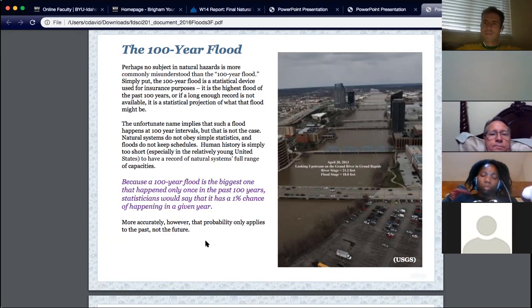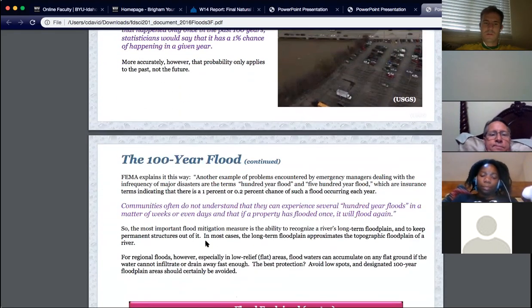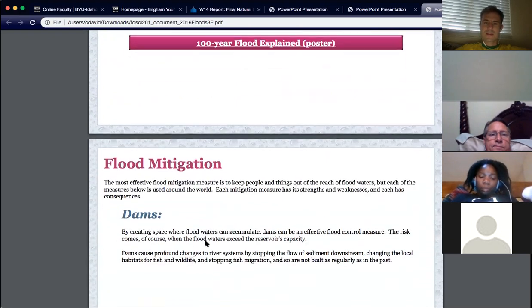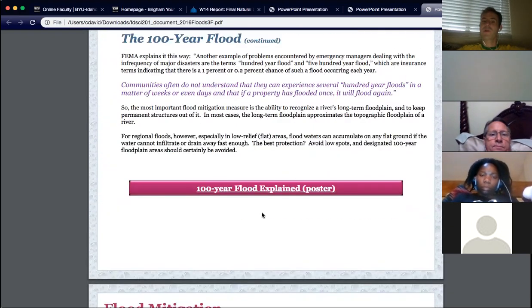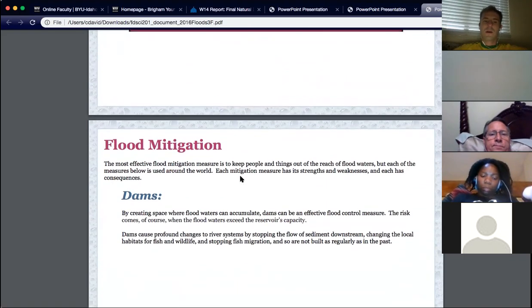Okay. And if you want, you can look at this poster here. It explains it. Sometimes it's better to see when you can read it as well.